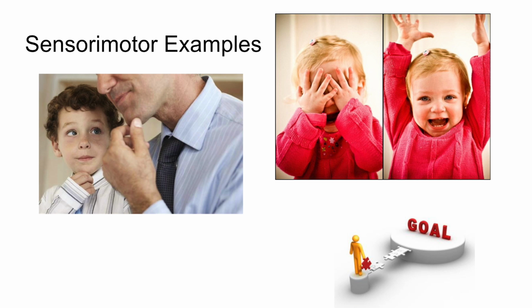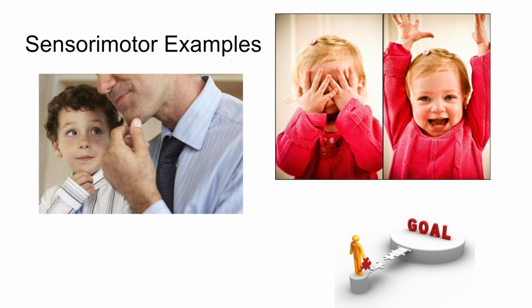Some examples of the sensory motor stage are as follows. In the top left, you see a child imitating his father. Imitation is a common thing in this stage, as that is how children learn a lot of things. In the top right, the little girl is playing peekaboo. At this stage, children develop object permanence, which is realizing that an object still exists even when they can't see it. Peekaboo is a great example of this, and that is why children are so intrigued with it.